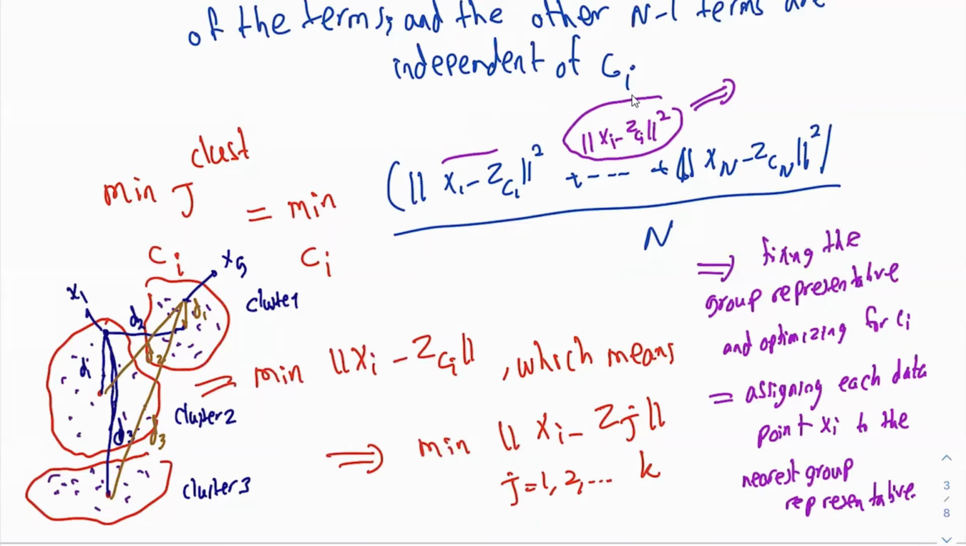So this is very easy. That's what happens when you just fix the group representative. You see, these red dots, the positions are not changing. You fix the group representative, and then you ask yourself, what is the correct cluster assignment? Okay, good.